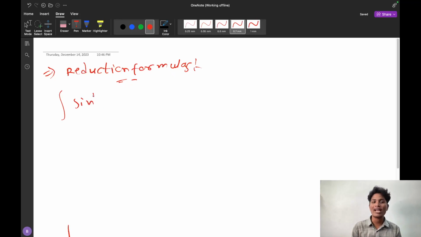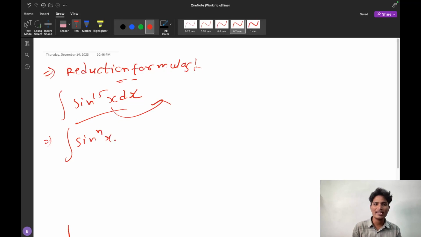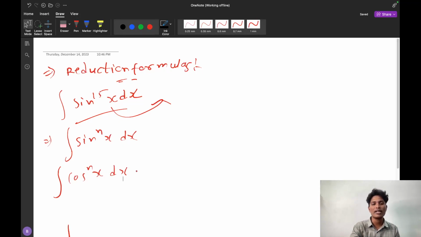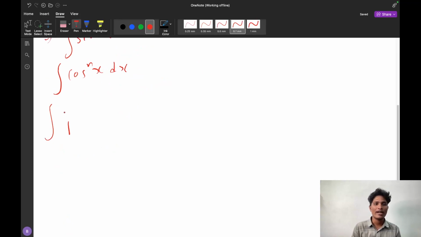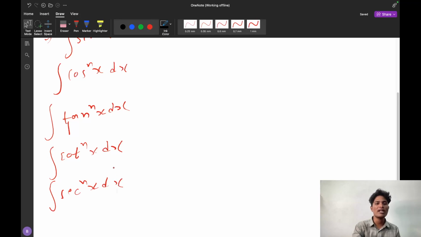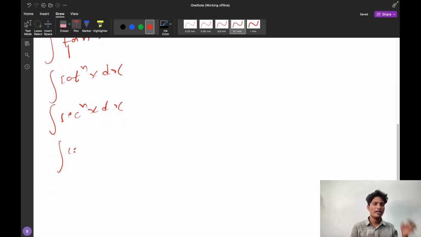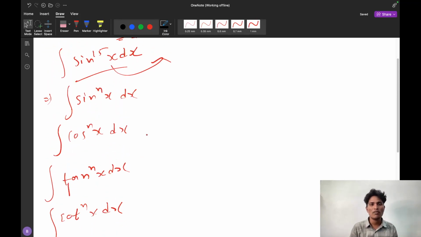Suppose I want to calculate the integral of sin^15 x dx, what is the integration? We cannot find it directly. So in order to find this type of integration, there are many formulas. That is, integral sin^n x dx, there is a formula. Integral cos^n x, there is a formula. That is, n times we can do the integration. And next tan^n x dx, and another formula, cot^n x dx. And next integral sec^n x dx, and the next formula is integral cosec^n x dx. So for these we have formulas, so we can use the direct formulas.